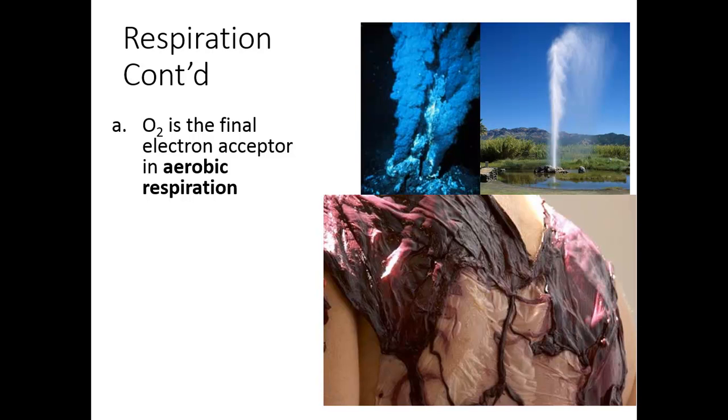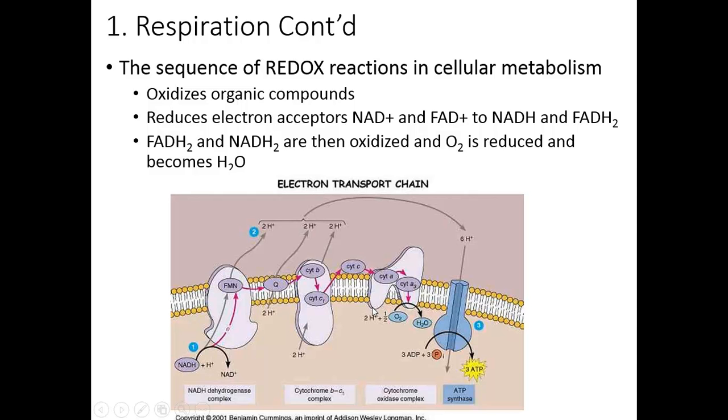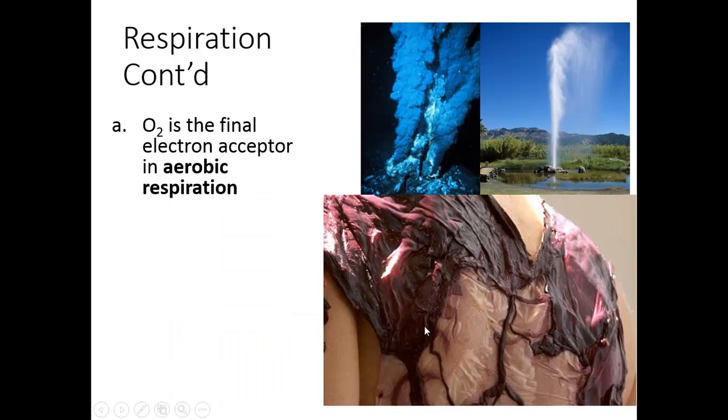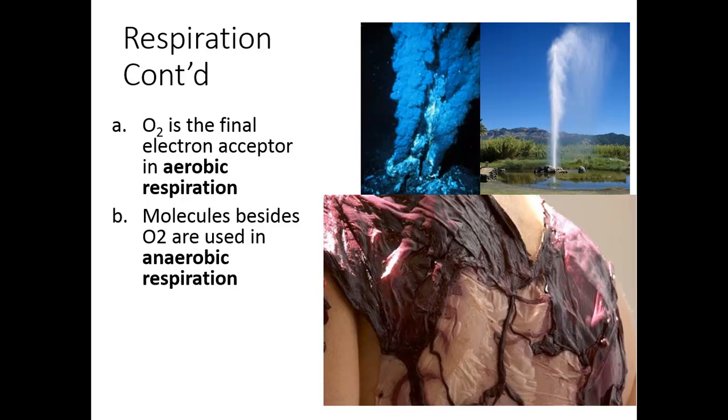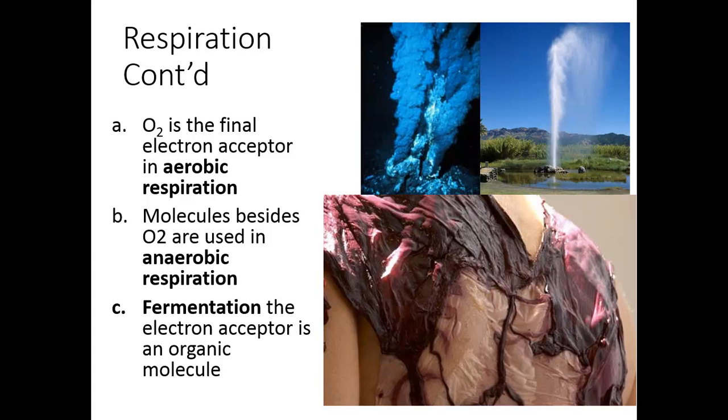Now, there are different types of respiration. If oxygen is the final electron acceptor, so going back here, when these protons go back down the membrane, they convert ADP to ATP, and then also oxygen accepts them and is converted, so that's what happens up here, into water. So if oxygen is the final electron acceptor, it's called aerobic respiration. If they use a different type of molecule, then it's called anaerobic respiration. And if they don't use that system at all, it's called fermentation. And the electron acceptor is an organic molecule instead of oxygen.